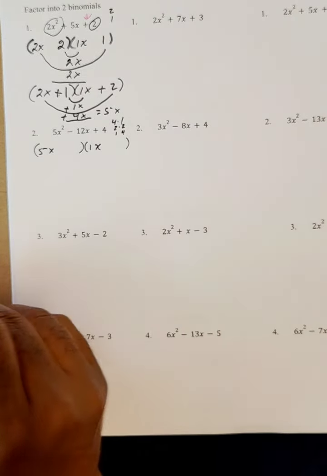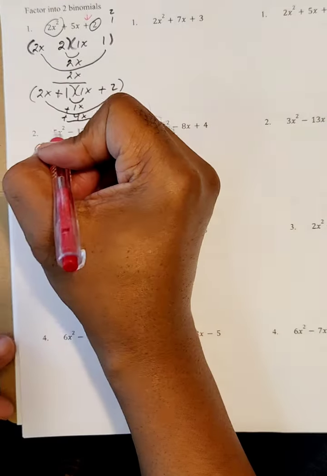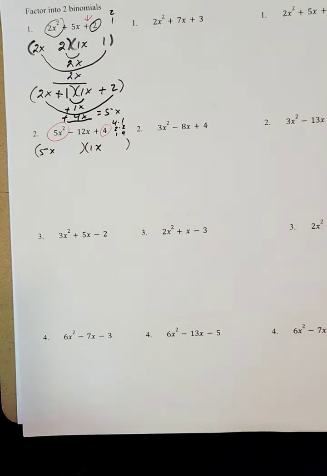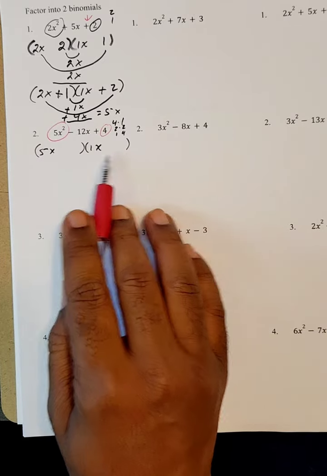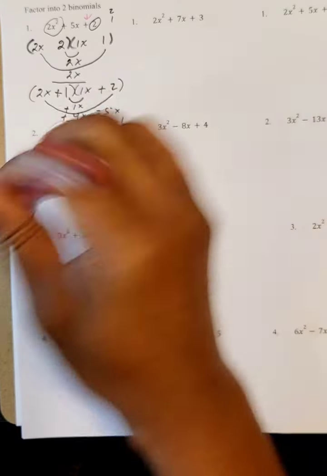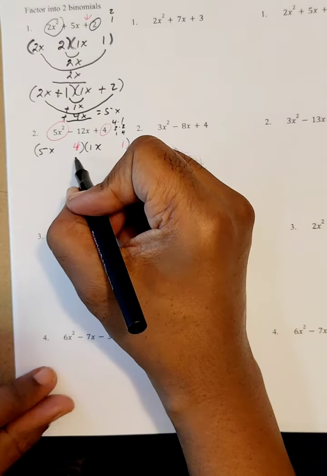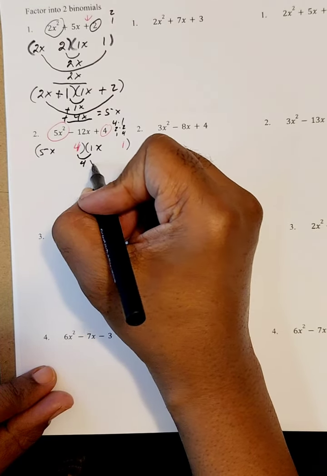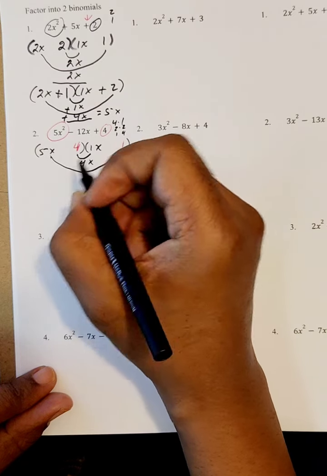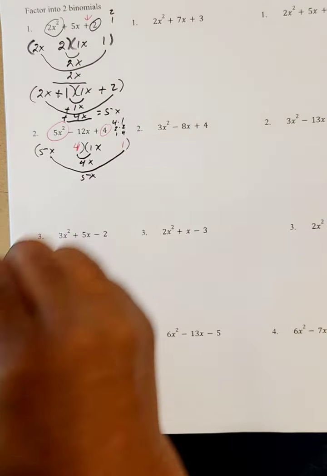So 4 has a lot of choices. So again, we got the 5x squared, but the question now is the 4. So I'm going to try a 4 times 1 first. Let's see what happens. 4 times 1 will give us 4x. And 5x times 1 will give us 5x.